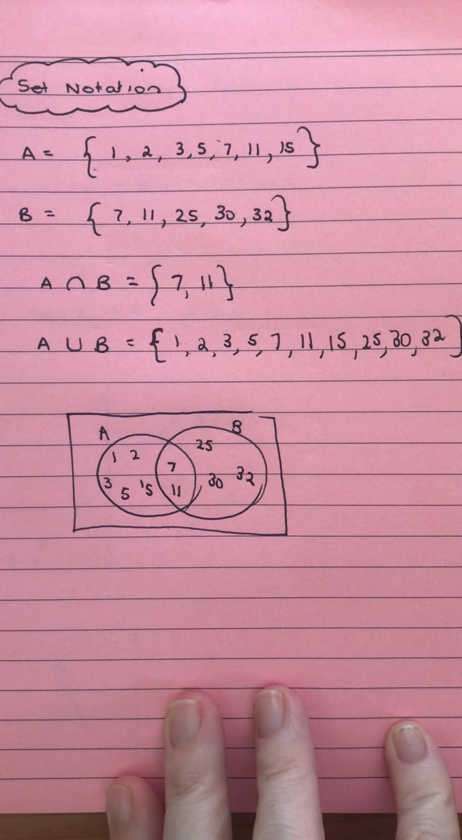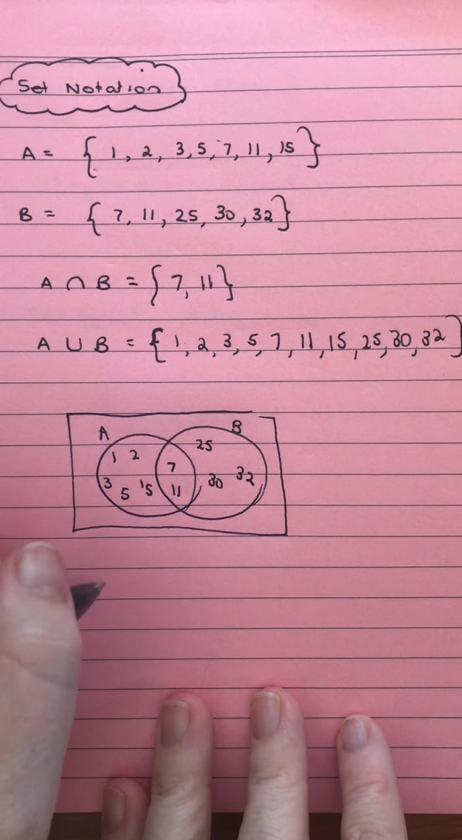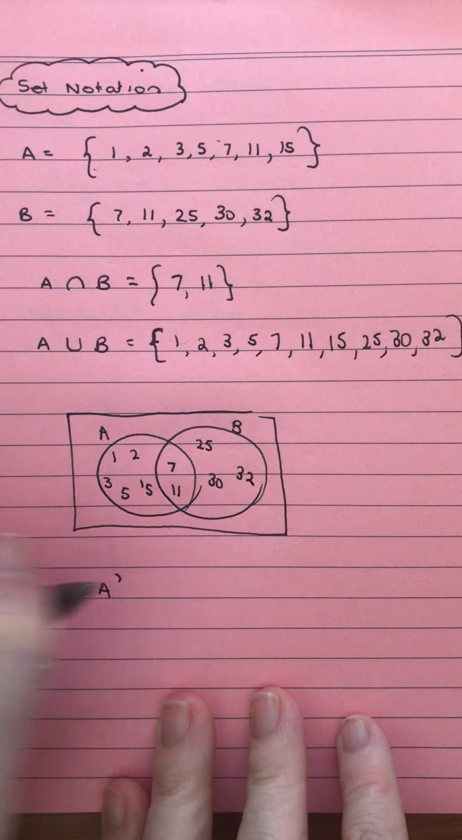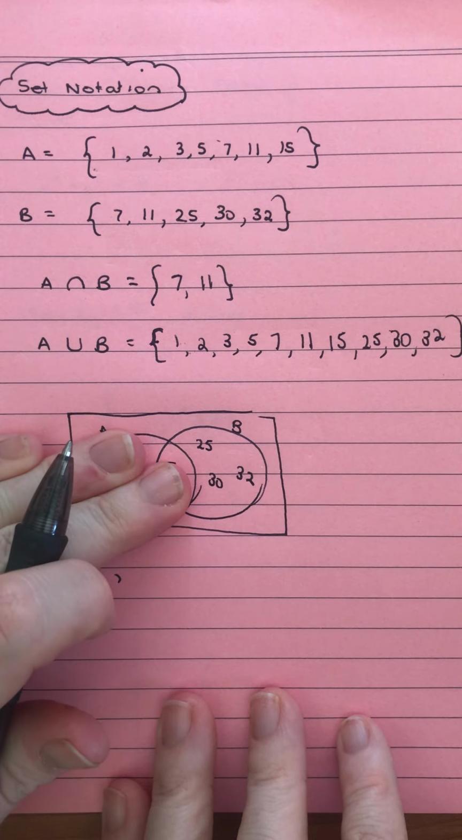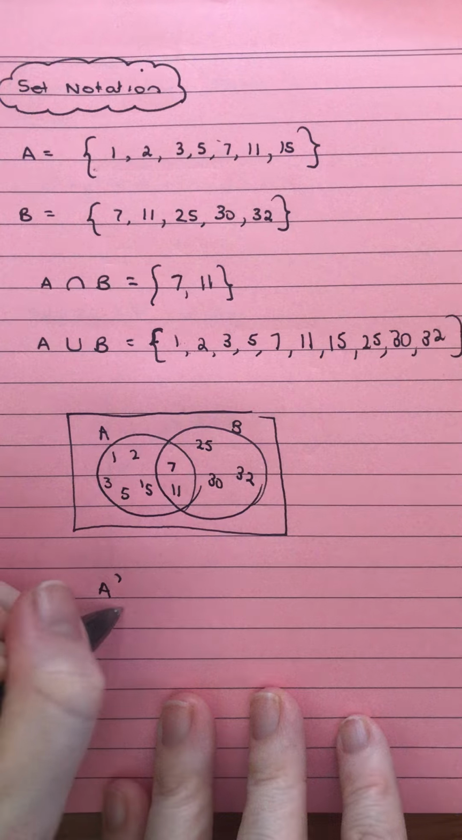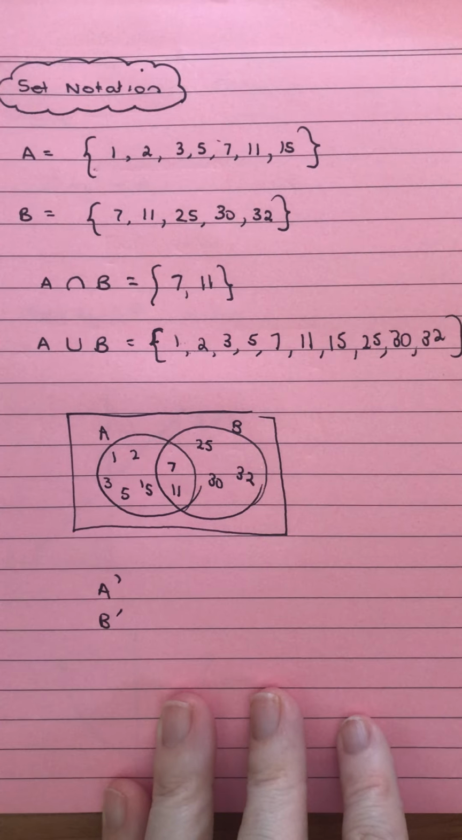Then we're able to do a lot more with that. You might see the notation like not A, so anything that's not in the A circle, the not B, and combinations of that as well.